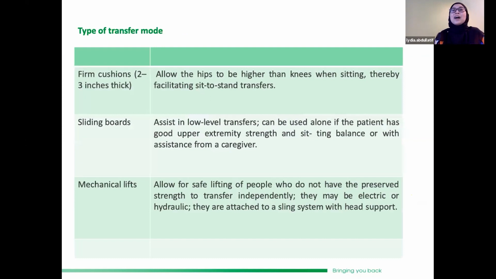And then we look at how to facilitate transfer. That means transfer from wheelchair to chair, wheelchair to chair to the car, for example, to the bed. So there are a few items that we can assist. For example, using a firm cushion, because if you elevate a little bit between the hips, that will make it easier for them to transfer. You can also use a sliding board, but this is with the condition that the upper limb is still good. Or in the case where it's very advanced, you may have to use a mechanical lift.